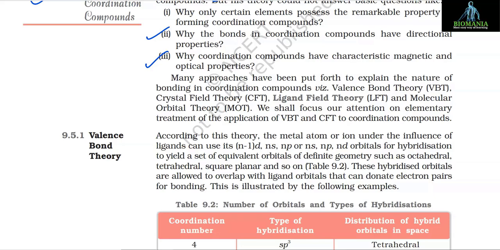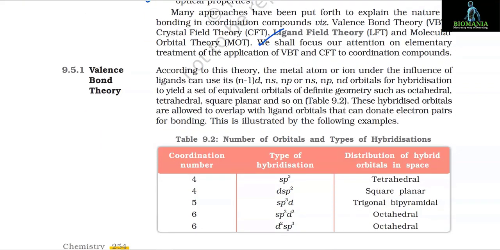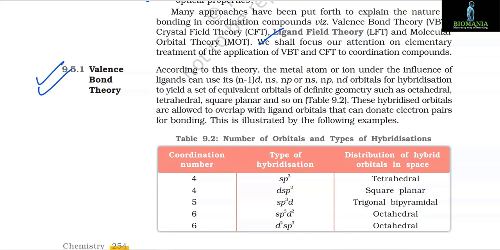Many approaches have been put forth to explain the nature of bonding in coordination compounds: valence bond theory (VBT), crystal field theory (CFT), ligand field theory (LFT), and molecular orbital theory (MOT). We shall focus our attention on elementary treatment of the application of VBT and CFT to coordination compounds. 9.5.1 Valence bond theory.